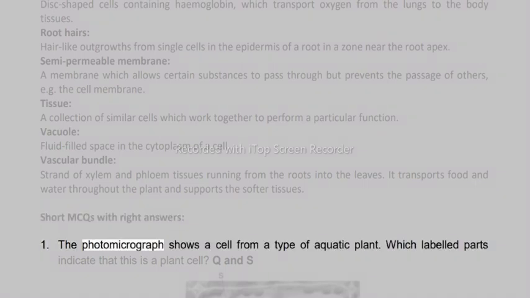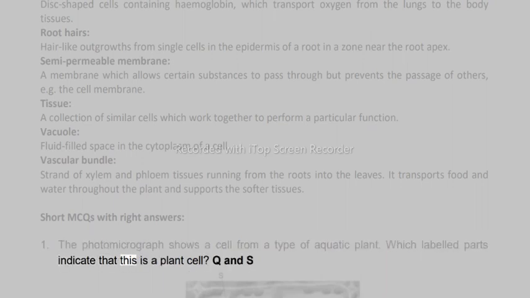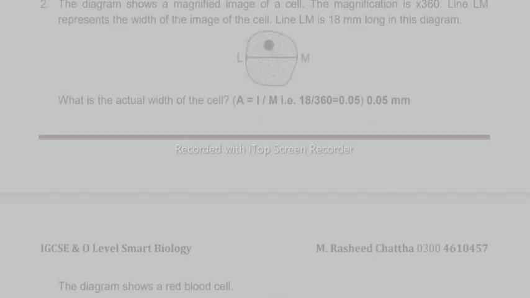1. The photomicrograph shows a cell from a type of aquatic plant. Which labeled parts indicate that this is a plant cell? Q and S. 2. The diagram shows a magnified image of a cell. The magnification is x360. Line LM represents the width of the image of the cell. Line LM is 18 mm long in this diagram. What is the actual width of the cell? A equals I divided by M, equals 18 divided by 360, which is 0.05 mm.